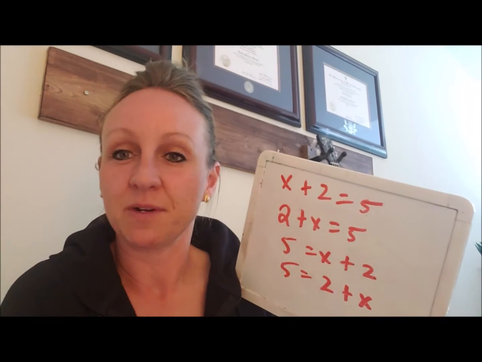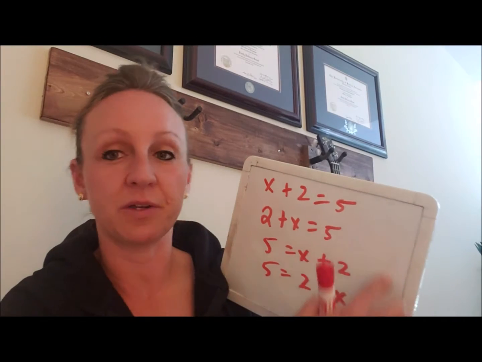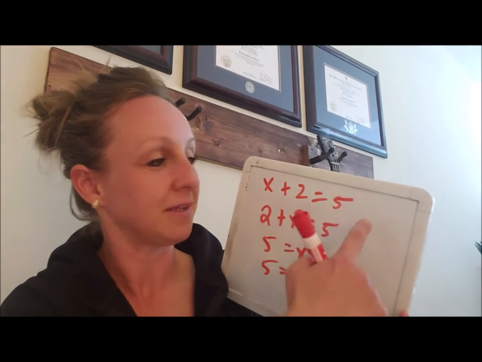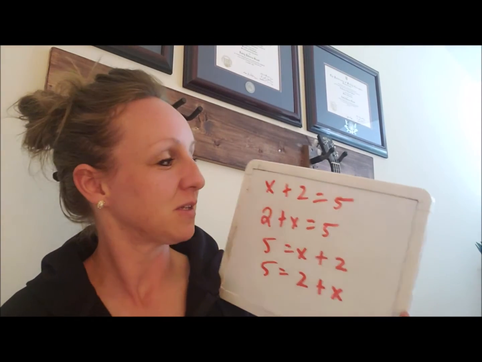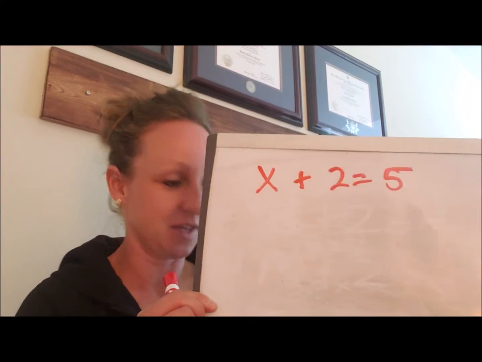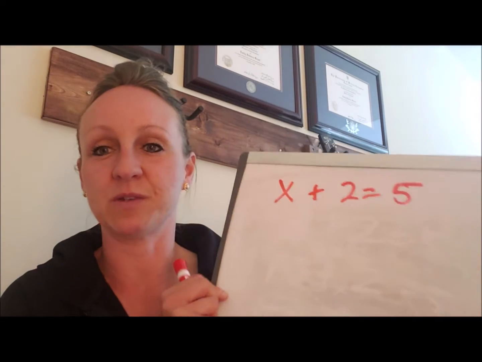So we're going to break this down. We're going to go kind of slowly. I'm going to show you a video for each of these four. This is going to be the first video for this one or two, okay? So we're going to do this really slowly. So we have x plus 2 equals 5.